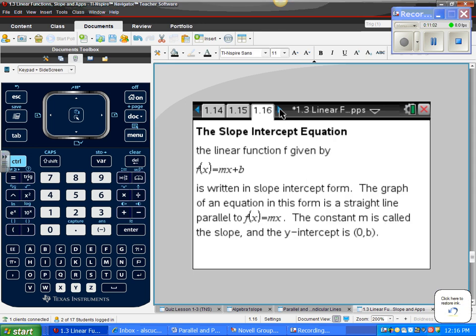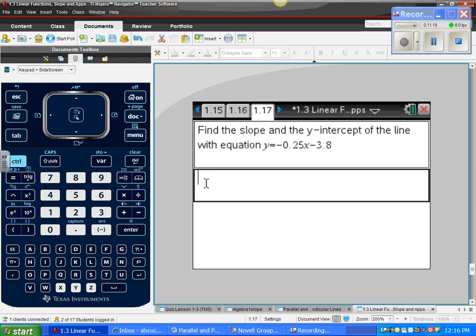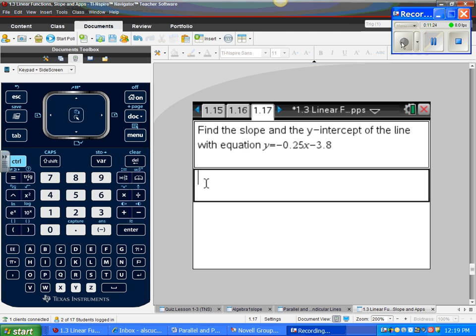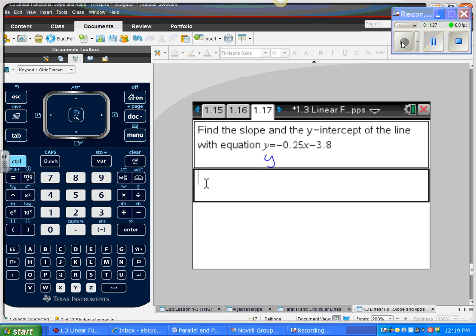All right, so again, slope-intercept equation, that's going to be your f of x equals mx plus b. The graph of an equation in this form is always a straight line. Constant m is called slope, and the y-intercept is the point (0, b), which is obviously your b value. So find the slope and the y-intercept of the line. Okay, so if we're talking about slope-intercept form, we've got mx plus b. So my slope is going to be negative 0.025, and my y-intercept is negative 0.38. Notice I'm taking the negative.